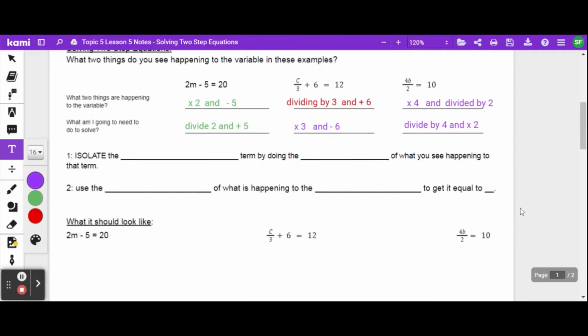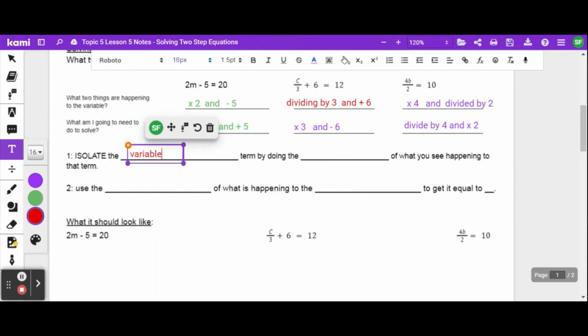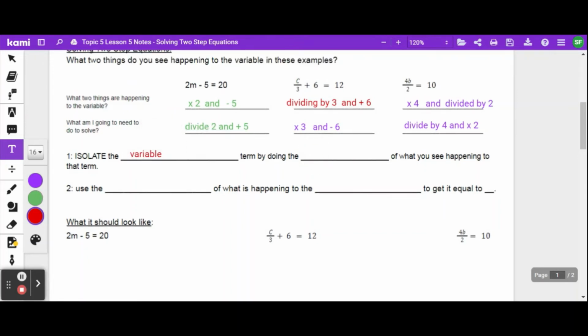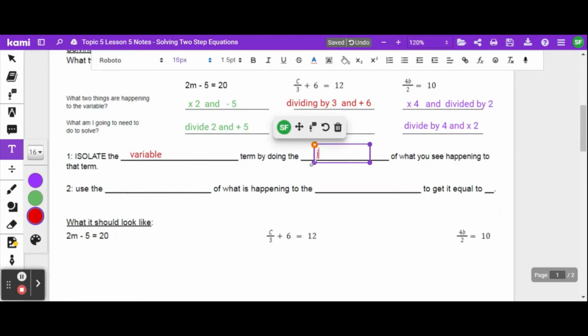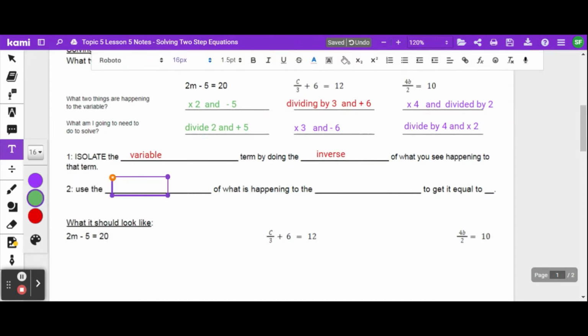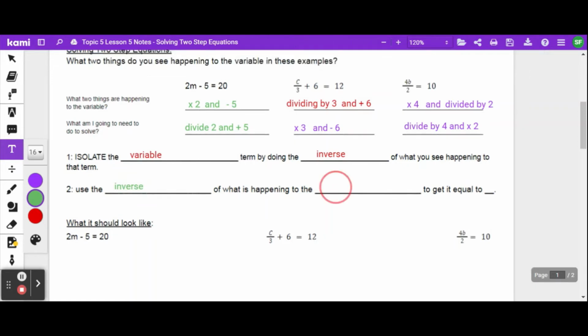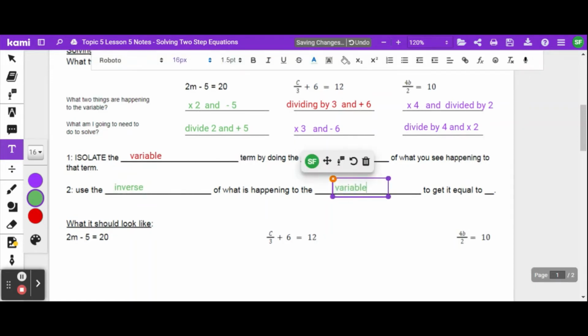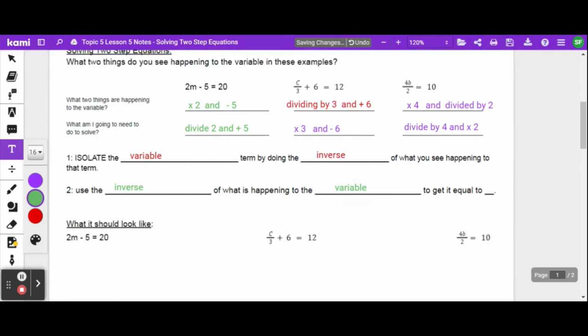Let's go ahead and look at how we are going to solve these two-step equations. The first thing we need to do is isolate the variable term by doing the inverse. Remember, inverse meaning the opposite of what we see happening to that term. The second thing we're going to have to do is to use the inverse of what is happening to the variable to get it equal to the value of 1.